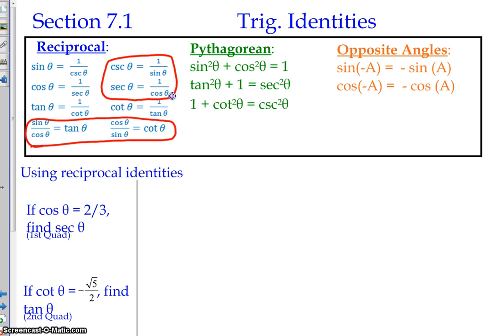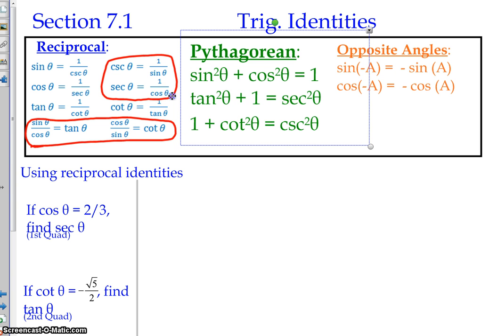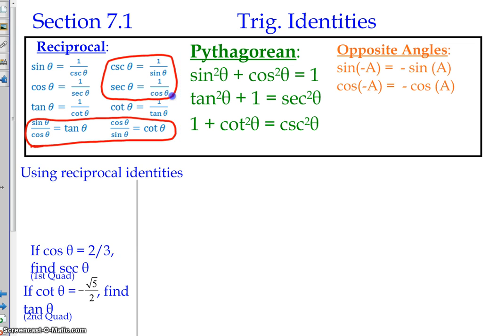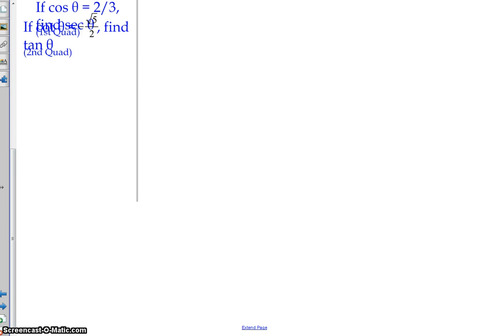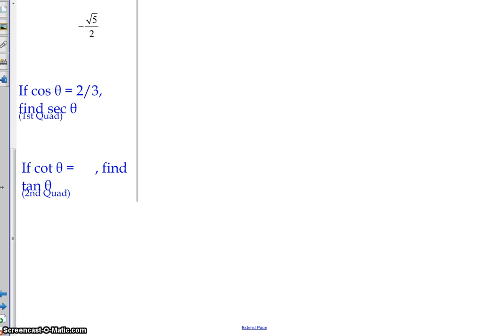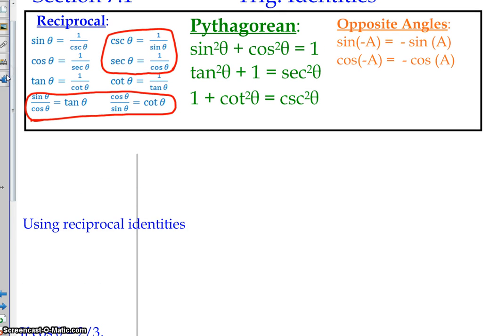The other ones that we're going to be using quite a bit are all 3 of these Pythagorean theorems. We're going to talk about that here in a minute. So where do we get all of this? Let's talk about just where we use it.